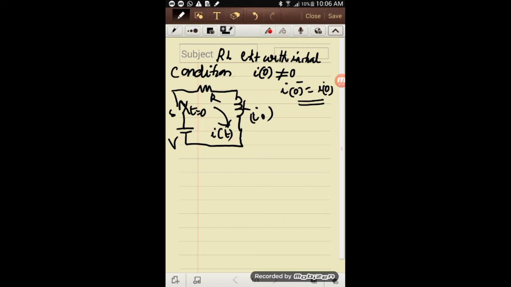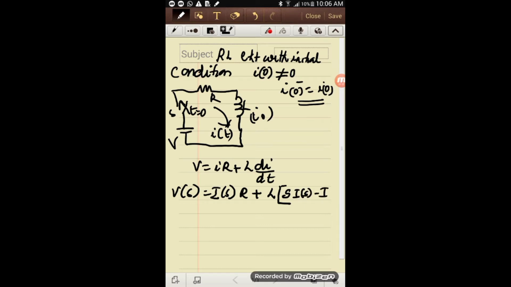Just for the proof, we will write the differential equation. V is equal to I into R plus L into di by dt. So that is V of S is equal to I of S into R plus L into d by dt. Di by dt, what is the Laplace transform? S I of S minus I of 0. In general, Laplace of dx by dt is S X of s minus X of 0.